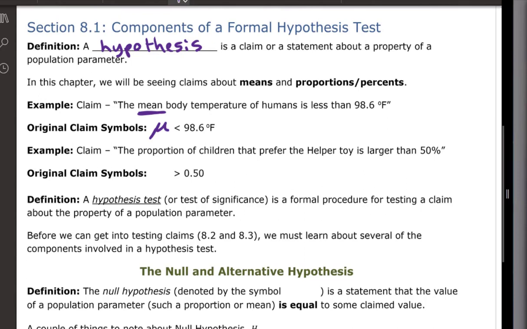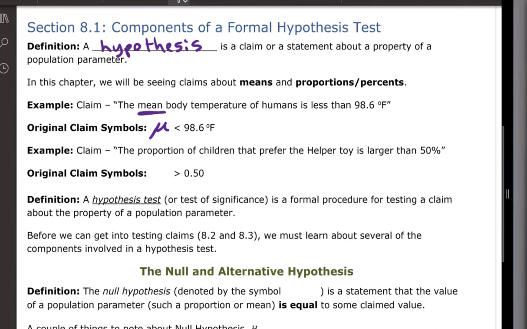And a lot of times when we go to representing this symbolically, especially for when we go and enter it in the calculator later, we have to have symbols such as equal, less than, greater than. So we would write a symbol form for this. Mu less than 98.6 would be how you express that symbolically.